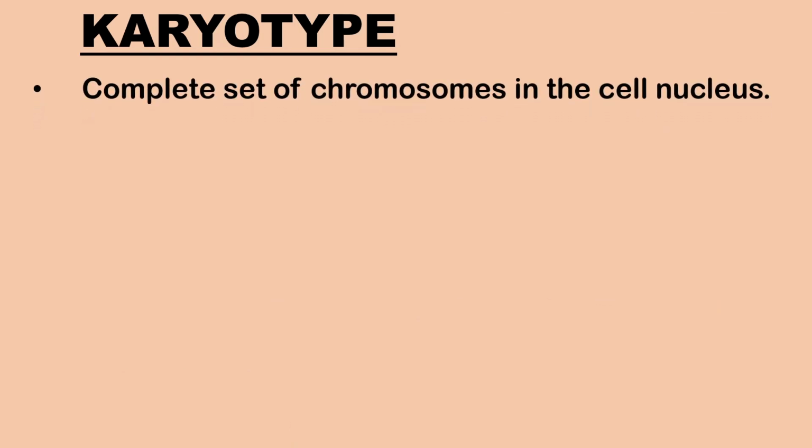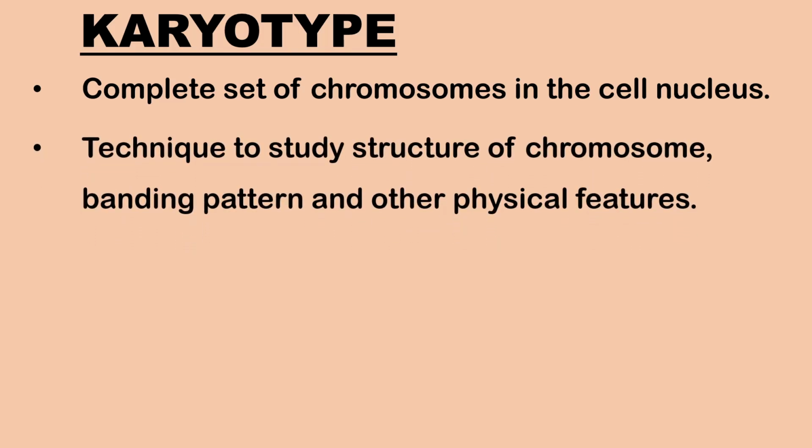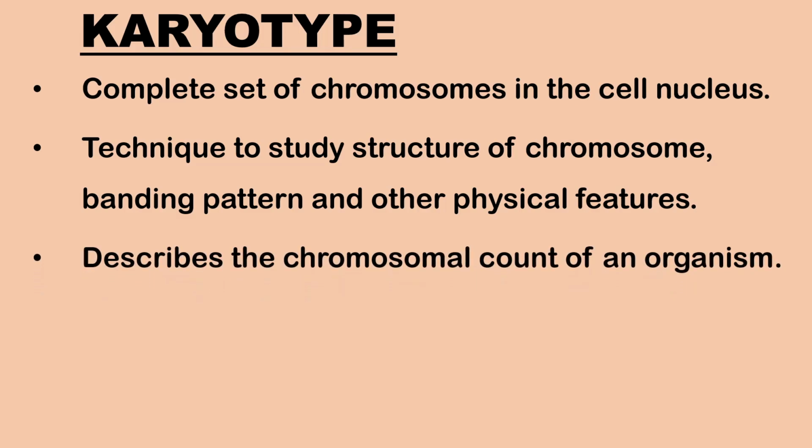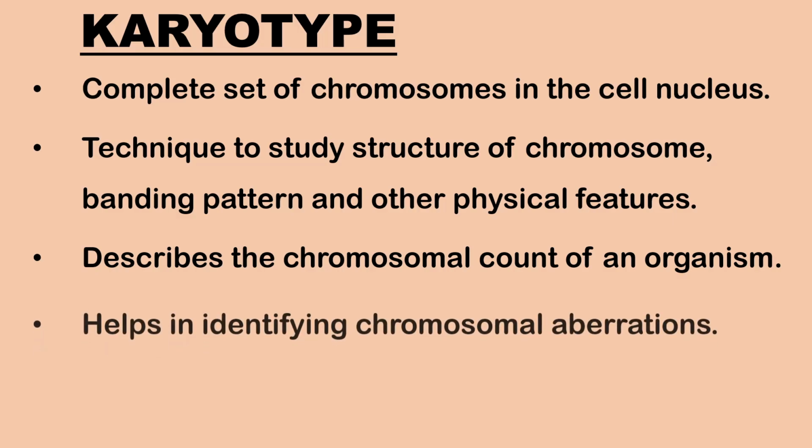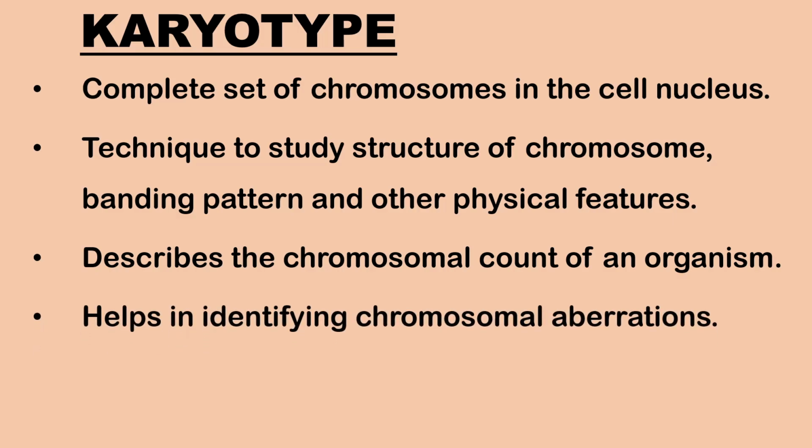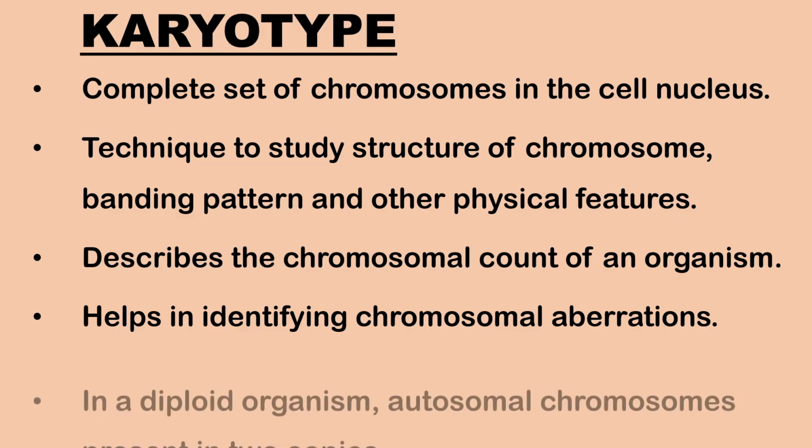Next, let us try to understand the meaning of karyotype. A karyotype is an individual's complete set of chromosomes in the nucleus of the cell. It is a technique used to study the structure of chromosomes, length of chromosomes, position of centromere, banding pattern, and other physical features. A karyotype describes the chromosomal count of an organism. It helps in identifying chromosomal aberrations.